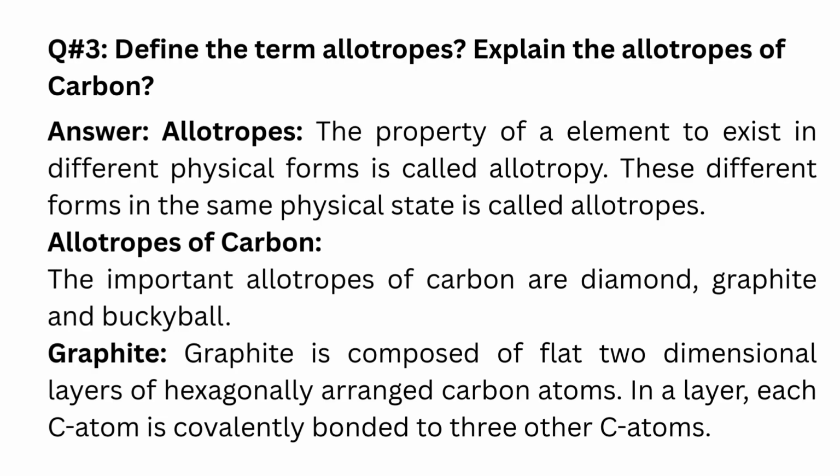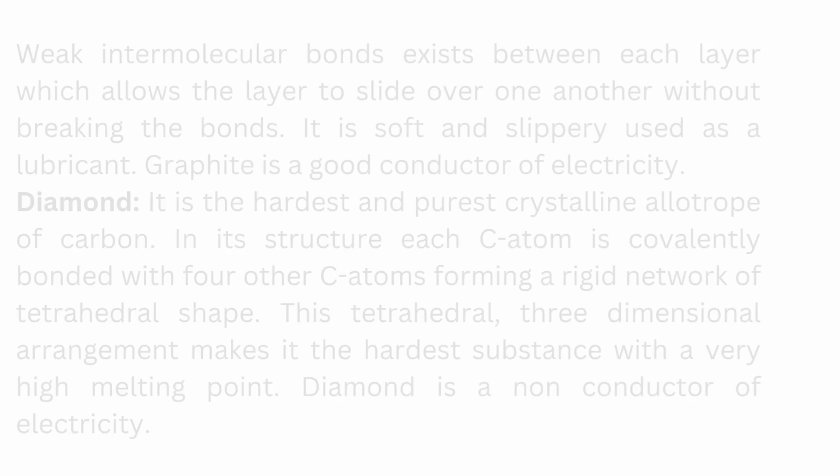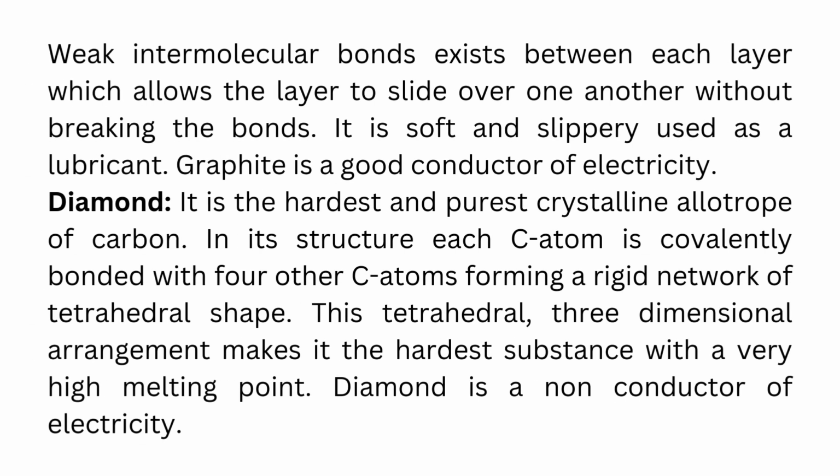Graphite. Graphite is composed of flat two-dimensional layers of hexagonally arranged carbon atoms. In a layer, each carbon atom is covalently bonded to three other carbon atoms. Weak intermolecular bonds exist between each layer which allows the layers to slide over one another without breaking the bonds. It is soft and slippery, used as a lubricant. Graphite is a good conductor of electricity.